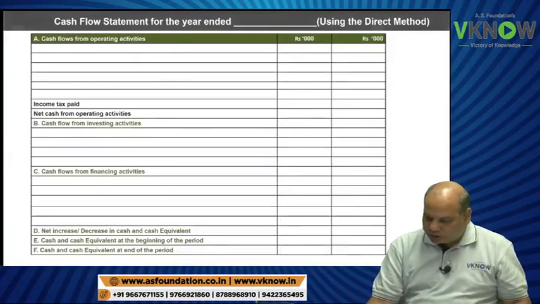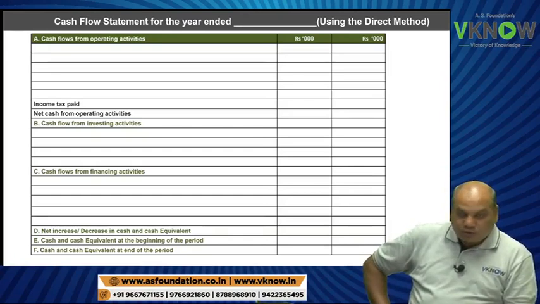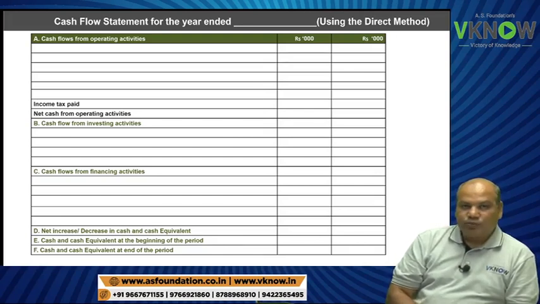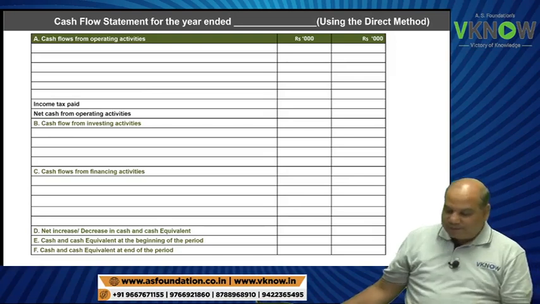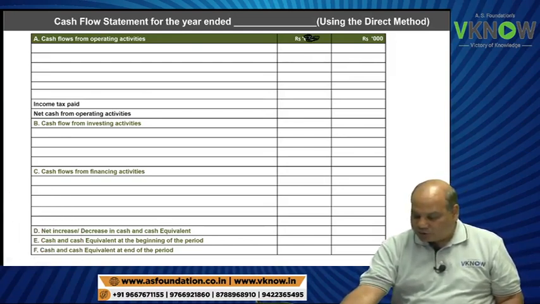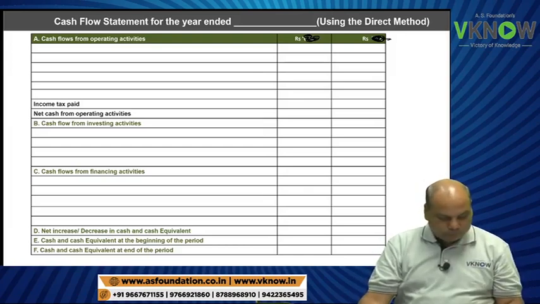I have the format of the direct method, so I will ask you to copy the same. Write down method 1, direct method. Cash flow statement. Come on, fast. Right hand side two columns, rupees and rupees.